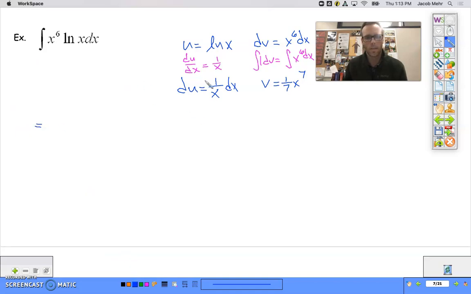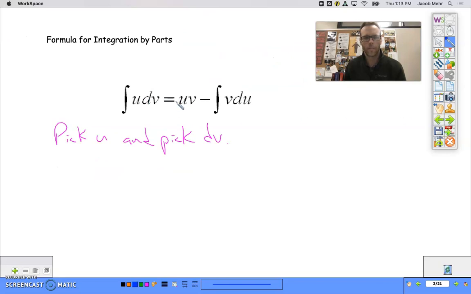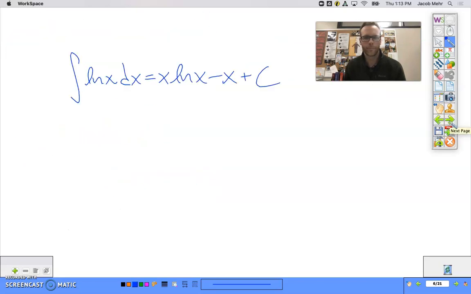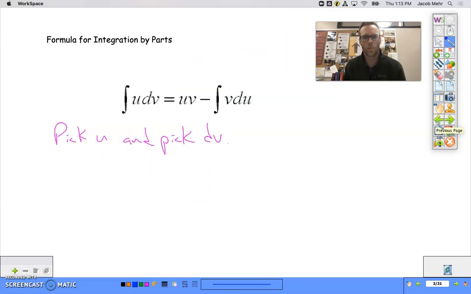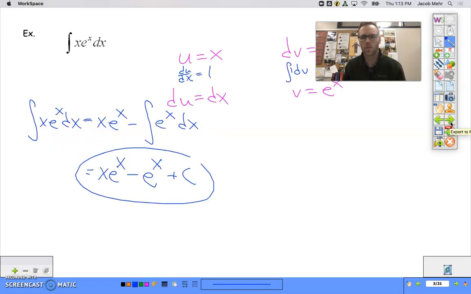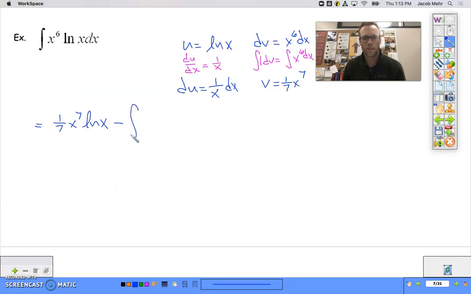I'll slide down here just in case it gets long. Okay, how's it go again? u, v, right? So I'm just going right off this formula. u times v. So my u is the natural log of x. My v is 1/7 x to the 7th. So u times v is this times this. I'll write them in the other order, just because I like my natural logs to be at the end. uv minus the integral of v du.